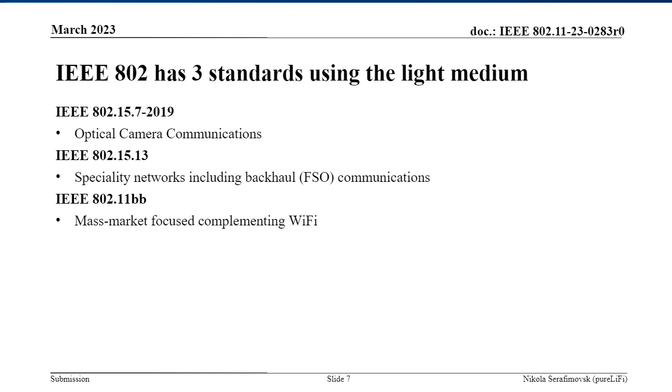There are actually three IEEE 802 standards that are using the light medium. Fortunately, they're all sufficiently distinct from each other. The first was IEEE 802.15.7-2019, which is basically focusing on optical camera communications, providing ways that people interested in that technology can create interoperable systems for OCC. Then there's IEEE 802.15.13, which is really for specialty networks, including backhauling and free space optical communications. And last is 802.11bb, which is focusing on mass market complementarity to Wi-Fi.